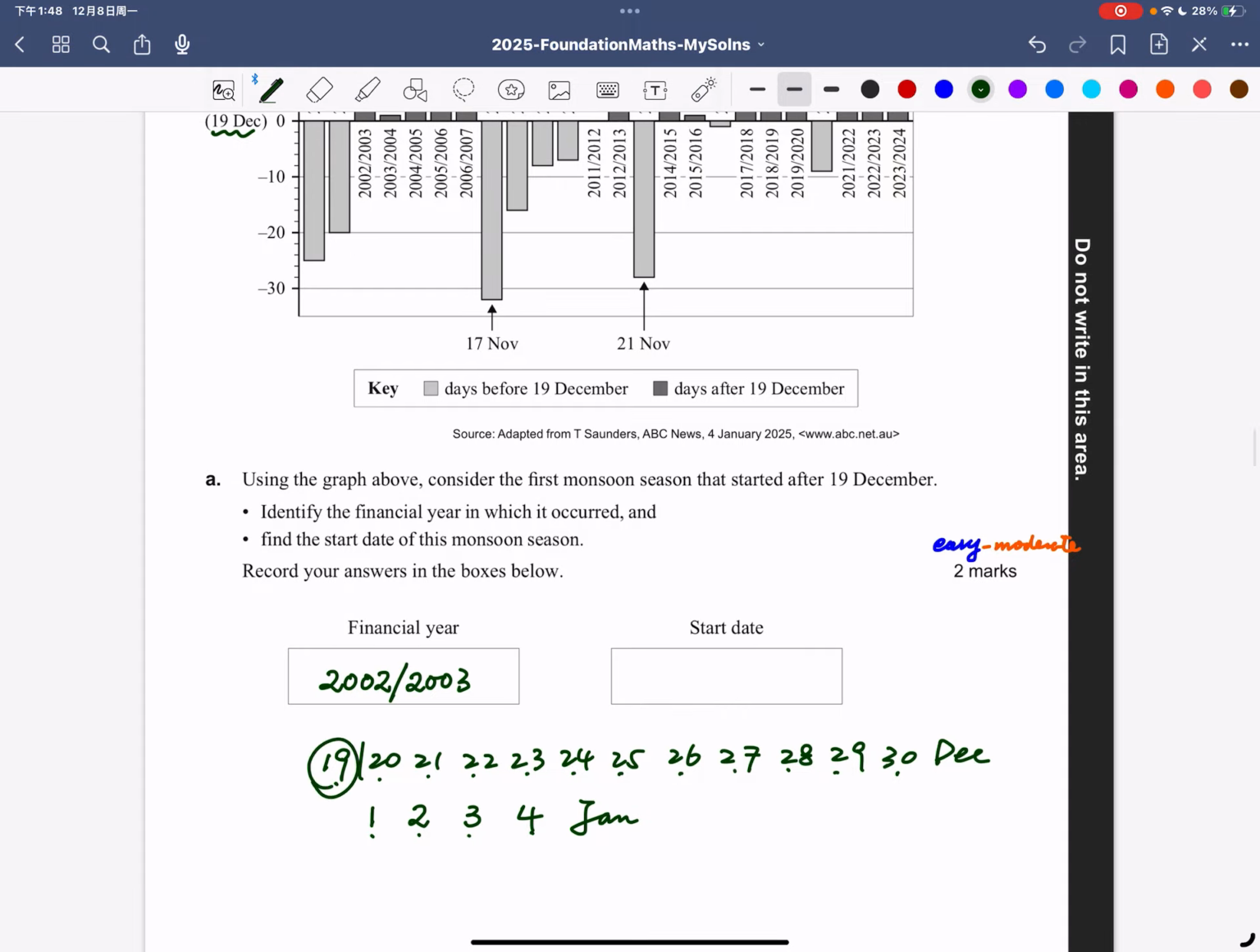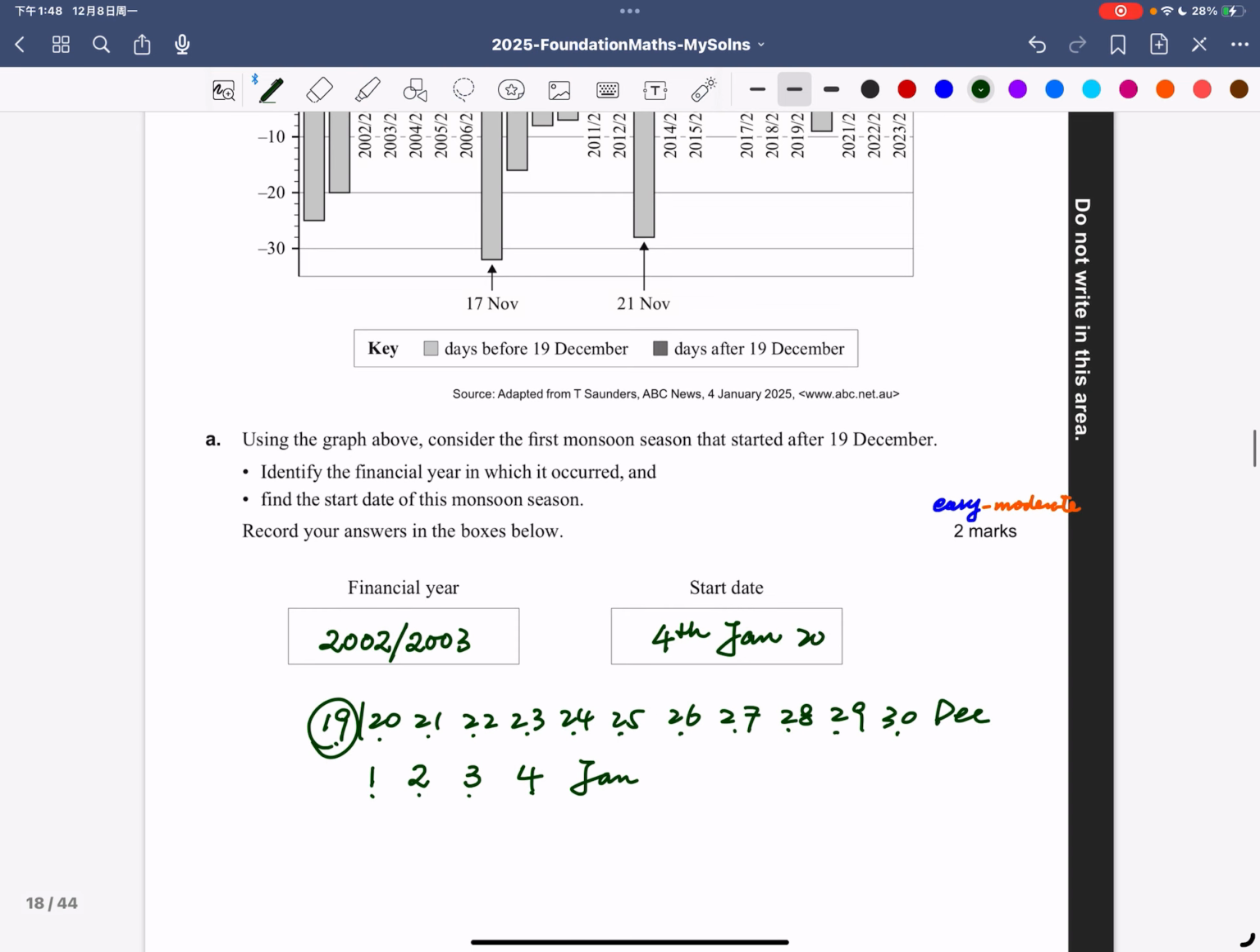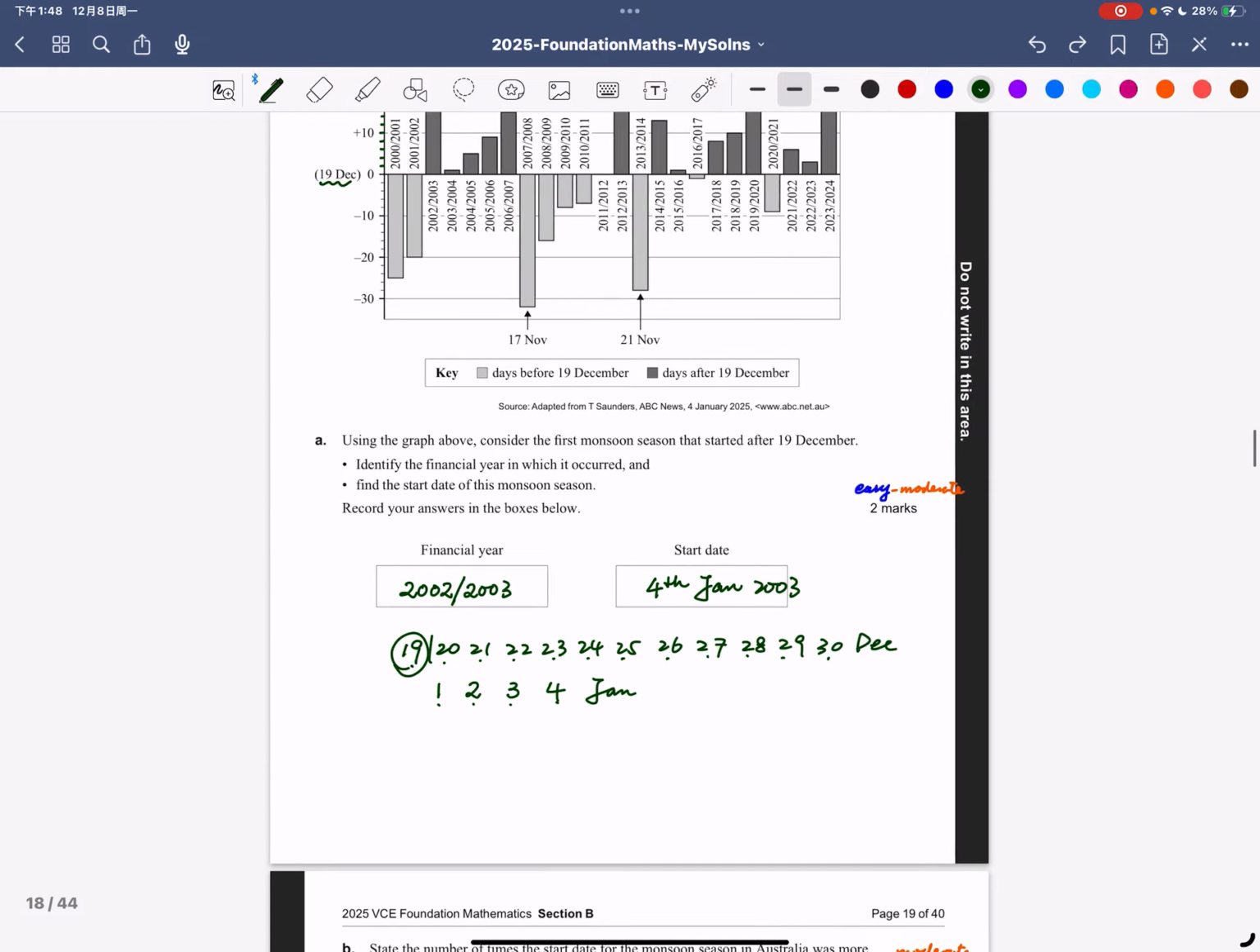Therefore, by the way, you need to count the 19th as a day, okay? So I would say the 4th of January. Maybe you want to say 2003, but if you look at the published assessment guide, it only requires you to specify the day and the month rather than the year as well. But anyway, so that's the first part.